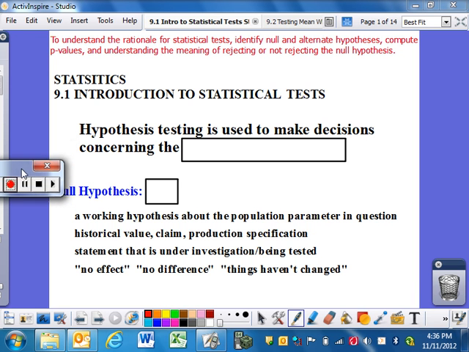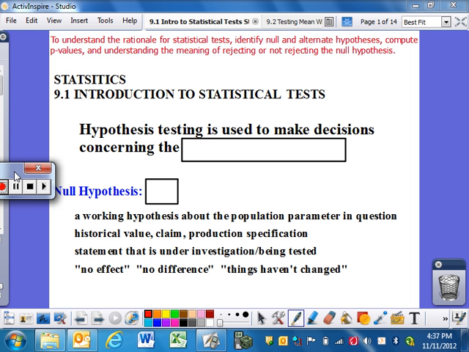Okay, this is section 9.1, Introduction to Statistical Tests. This is probably the most important thing that we cover this semester straight out, because this is what we can use to initially make any statement about anything that we want to look at statistically in any scenario we want. So like our final projects and things like that, this is what we are going to use.